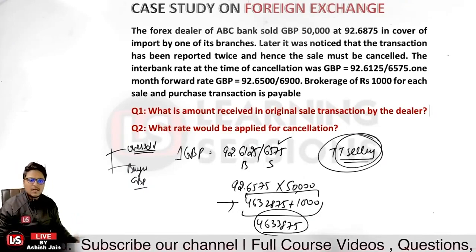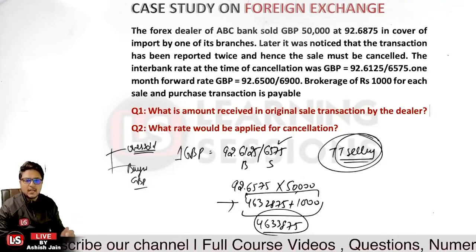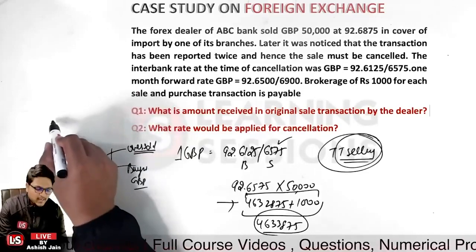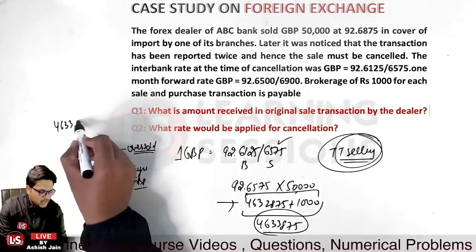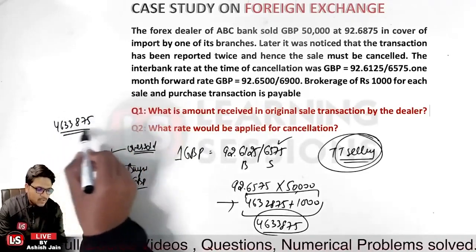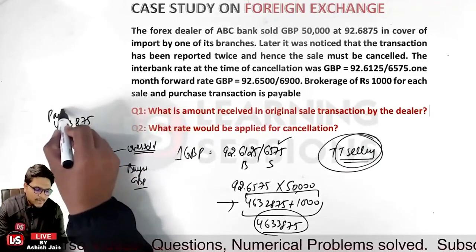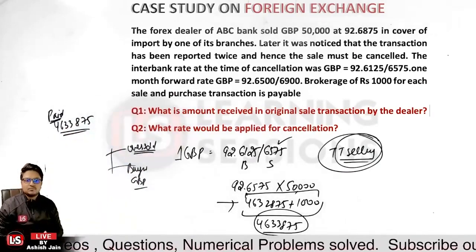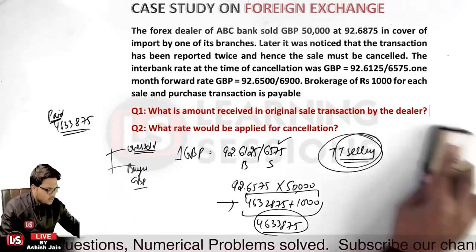So over here, the margin will be added up. So what is the amount that is paid? 4,633,875 is the amount that is paid over here. Okay. Now let's move to the next question.